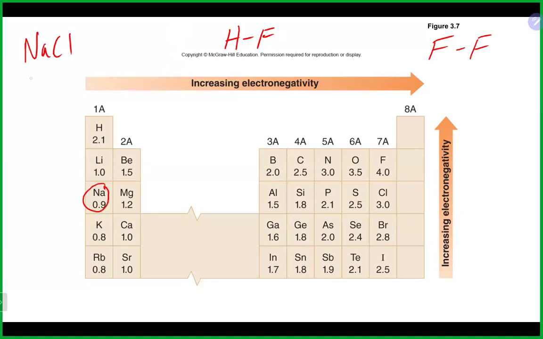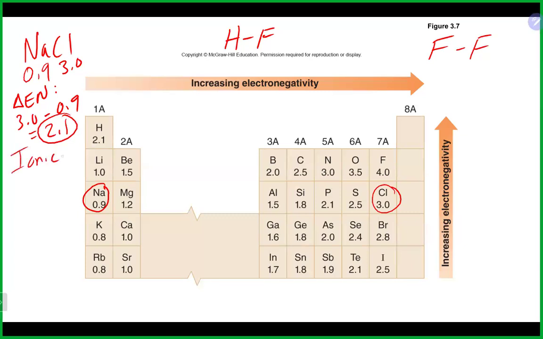So sodium here is 0.9, chlorine here is 3, and what we're going to do is just subtract the two numbers. We're going to take the larger number minus the smaller number, and that's going to give us 2.1. 2.1 is above 2, which would tell us it's ionic, but once again, you really don't need it because you have a metal and a non-metal, so it should be ionic.